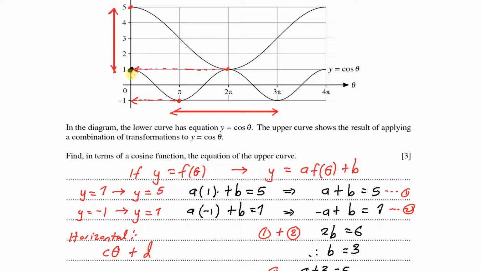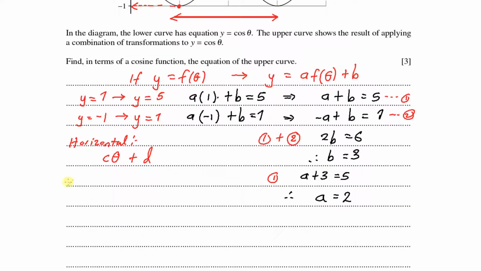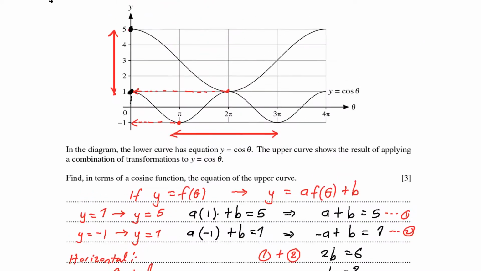So this point has been transformed onto this point here, which also has an x value of 0. So we're saying here the point 0 is being transformed onto point 0, which therefore means that c of 0 plus d is giving us 0. And this translates to d is 0. Again, let's look at another set of points.